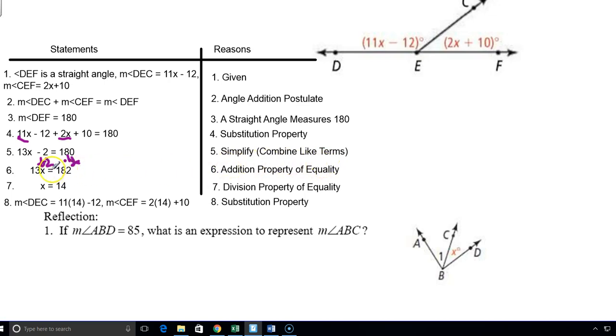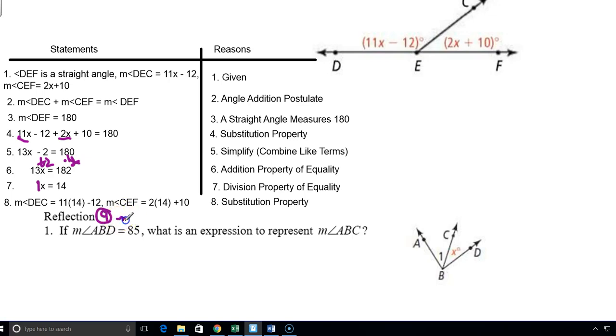Addition property of equality. We divide both sides by 13. 13 divided by 13 is 1x. 182 divided by 13 is 14. That's the division property of equality. And then there we are again. We substitute it in. And then we should have our last step here, step 9, of simplifying this.